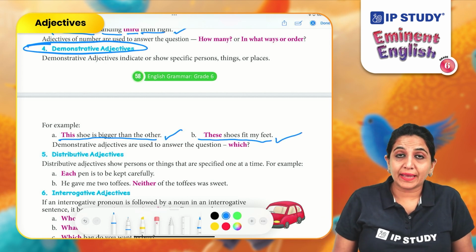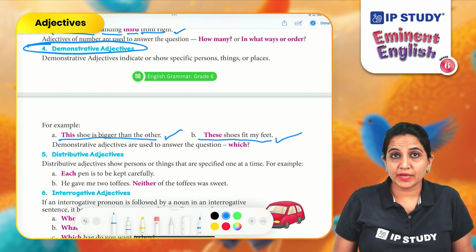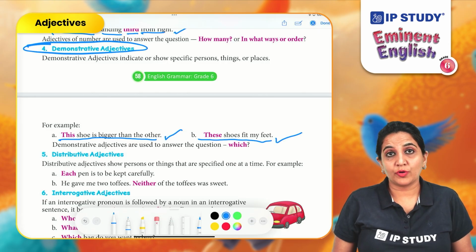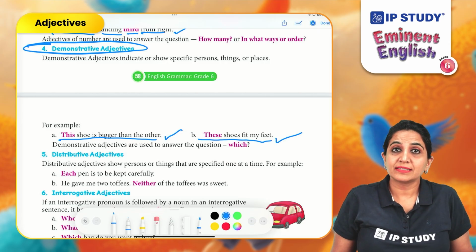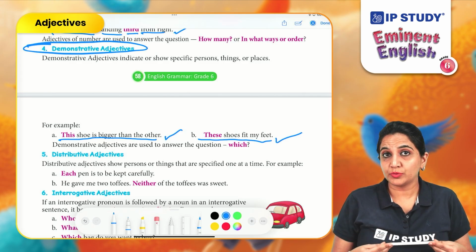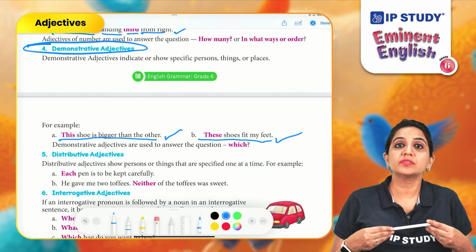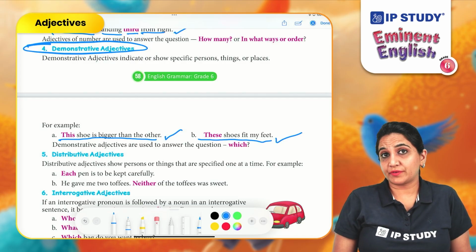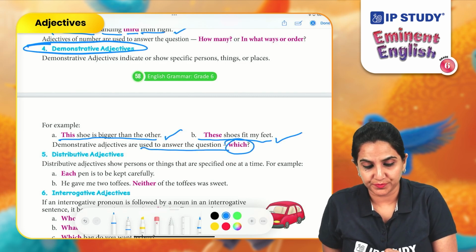So it depends whether the things are placed closer to the person talking about them, or whether the things are placed farther. Therefore, we select what we use, either this or that. Similarly, if it's a plural, then we use these. If it's not a plural, then we use this, right? Hence, demonstrative adjectives are used to answer the question which.